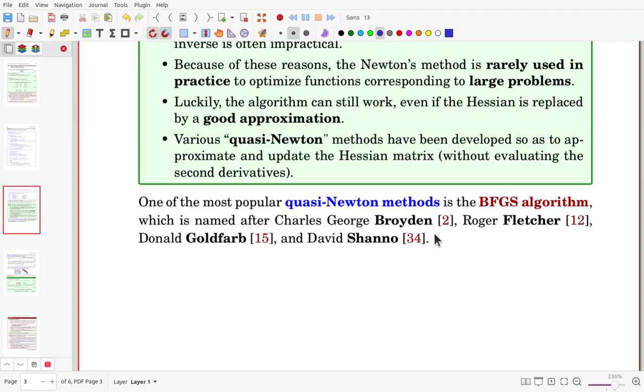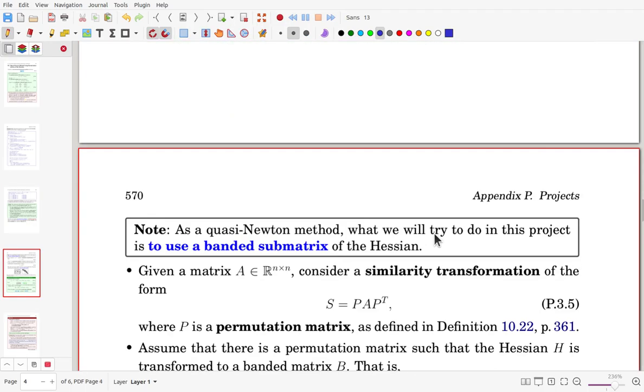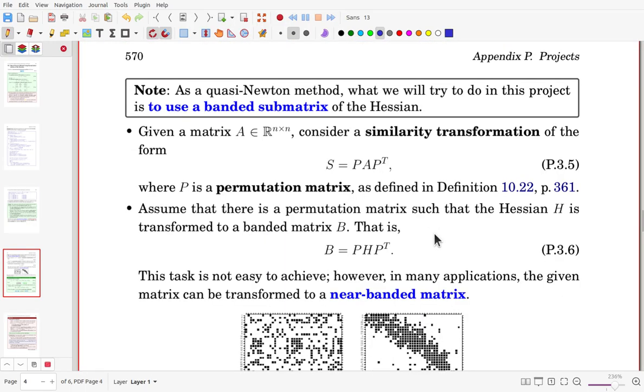Now we'll try to do something else. As a quasi-Newton method, what we'll try to do in this project is to use a banded submatrix of the Hessian. Okay, let's see here.